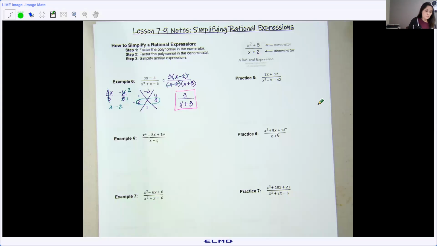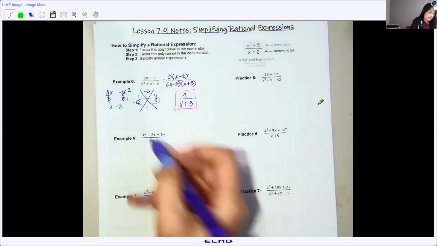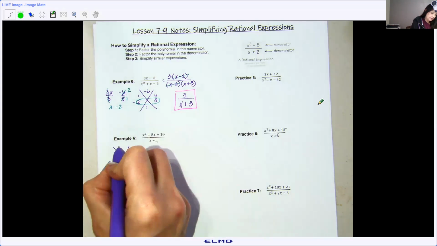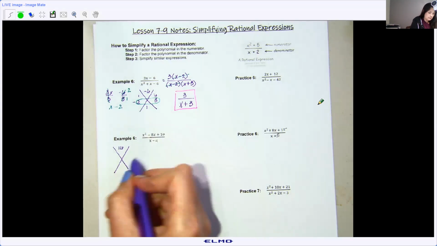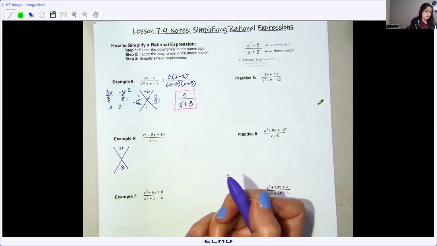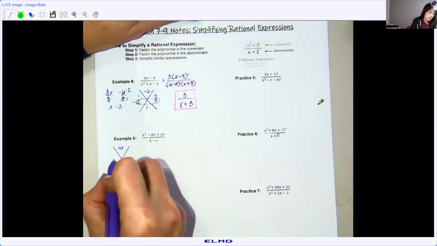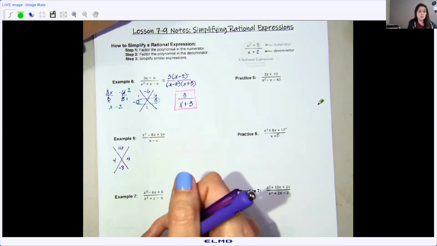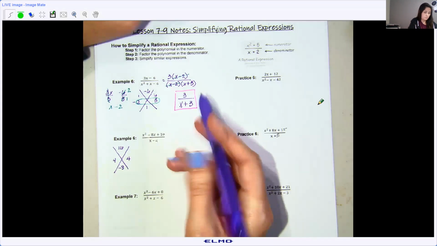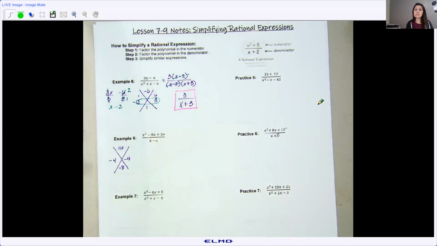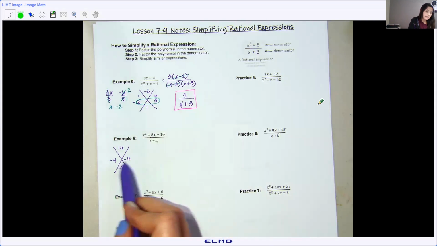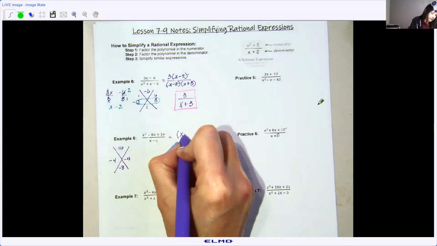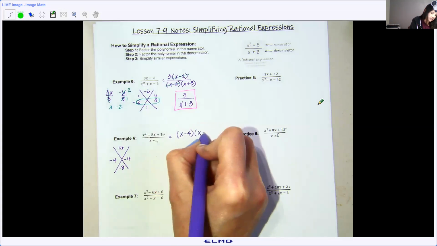Okay, now we have a numerator with a trinomial, so I'm going to use the x first on this one. So 16 times 1 is 16, and then our middle term is a -8. So I know that 4 times 4 is 16 and 4 plus 4 is 8. However, my 8 has to be negative. Well, in order for it to be negative with these two terms, I have to make both of these negative. So -4 plus -4 equals -8, and -4 times -4 equals a positive 16. So when I rewrite this, I have x minus 4, x minus 4.